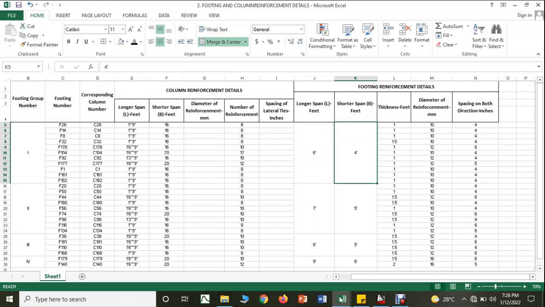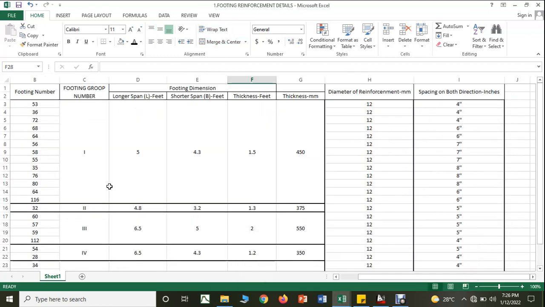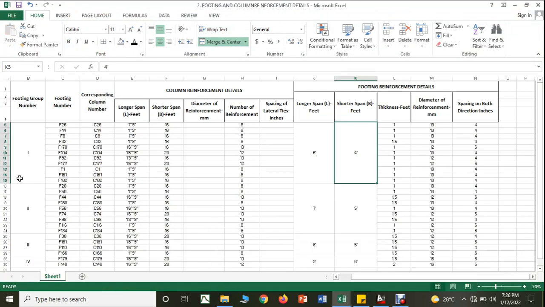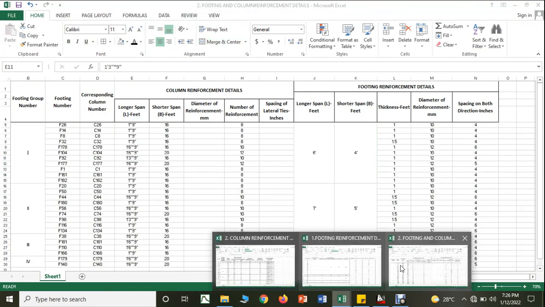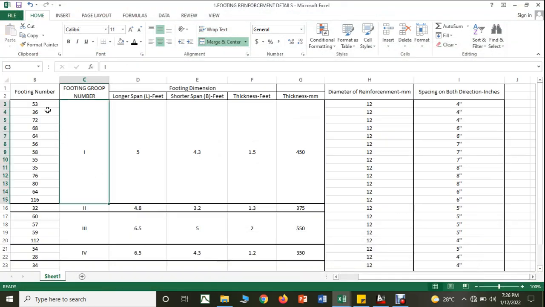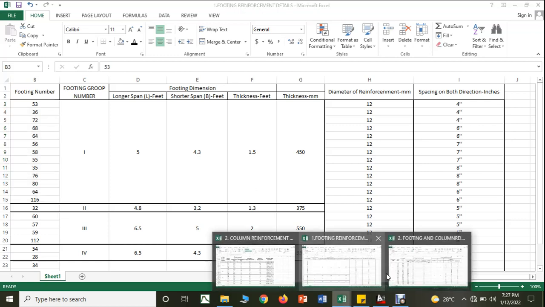Now let us go to the first grouping of the footing numbers. Right, you have group number 1. Okay, so this is group number 1. Under group number 1, these are the corresponding footing numbers. You have 2, 4, 6, 8, 10, 12, 13. Okay, so 13 numbers are there.